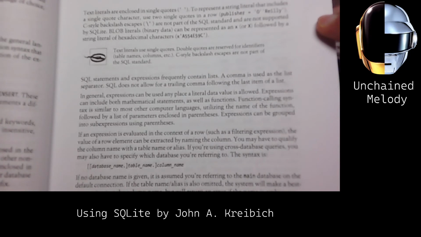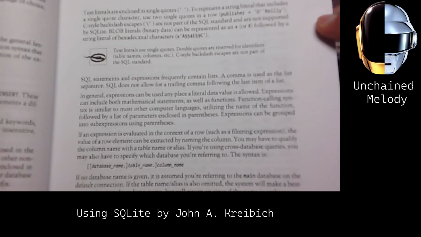SQL statements and expressions frequently contain lists. A comma is used as the list separator. SQL does not allow for a trailing comma following the last item of a list. In general, expressions can be used any place a literal data value is allowed. Expressions can include both mathematical statements as well as functions.